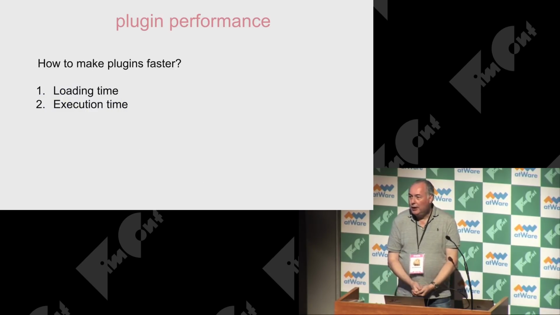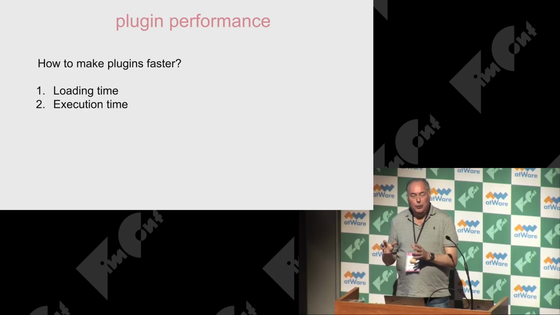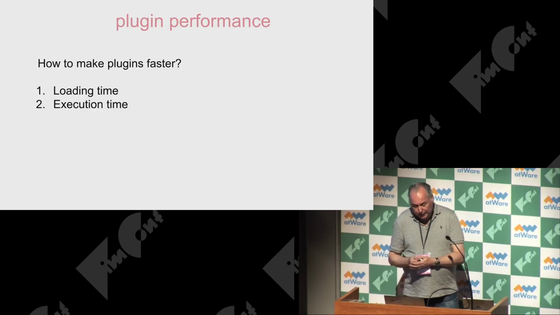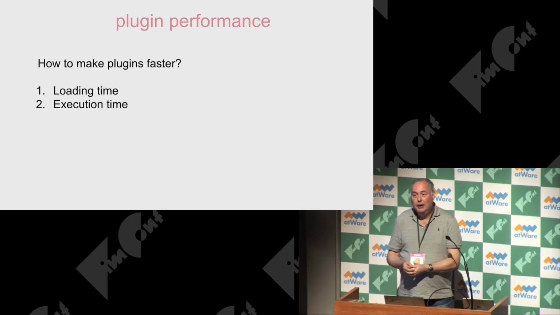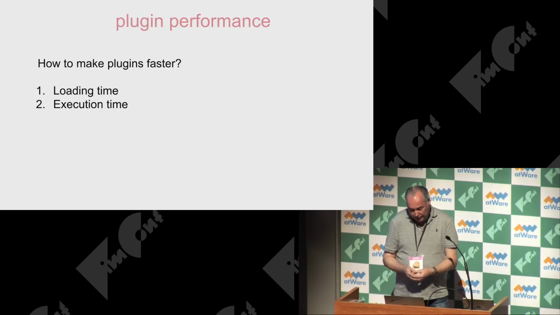So how do you make them faster? Well, we have to separate two things. First of all, loading the plugin. So you're not doing anything yet. You're starting Vim, it loads the plugins. That can be slow, so how can we make that part faster? And the other part is when you're actually executing the functionality of the plugin. That can also be a bit slow, so how do we make that part faster?